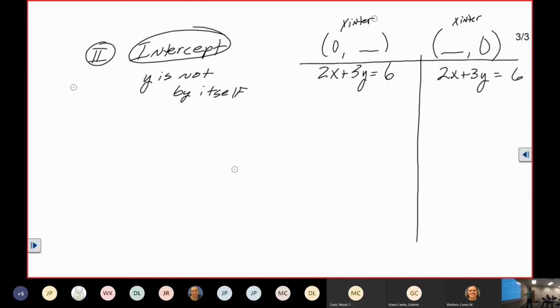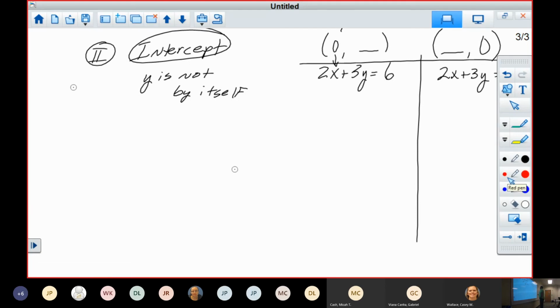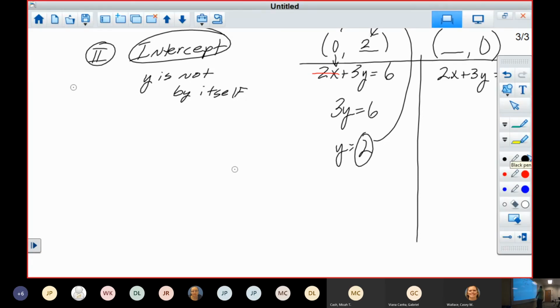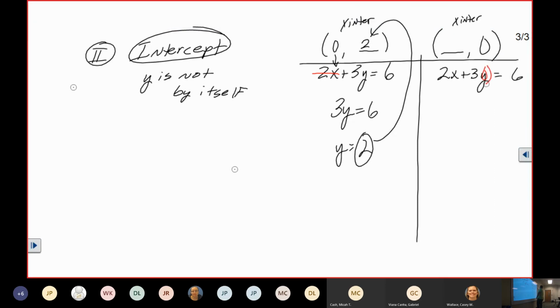Okay? So plug in 0 for x, and that takes that term out. And you're left with 3y is equal to 6. Y is equal to 2. Over here, you plug in 0 for y, and it knocks that out. And you're left with 2x is equal to 6, x is equal to 3. And you plot those points, and that's your line.